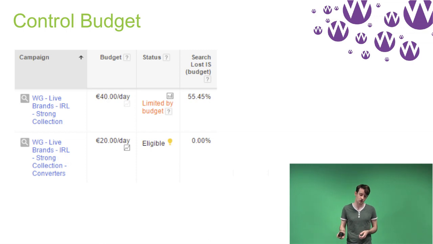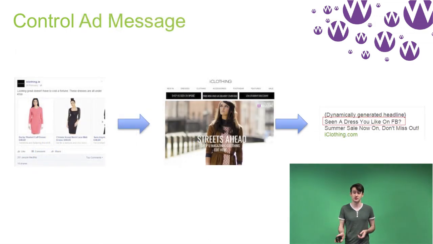The second great thing that you can do with these audiences is control your ad message. So this is going back to that iClothing example. Just to take you through this, because I think it's a really good example. These people have come via Facebook ads. They've seen our multi-product ads on Facebook. They've seen a dress they've liked. They clicked on that ad and were brought to a landing page. Then they've left. They've come back to Google later and they've searched dresses online, for example.